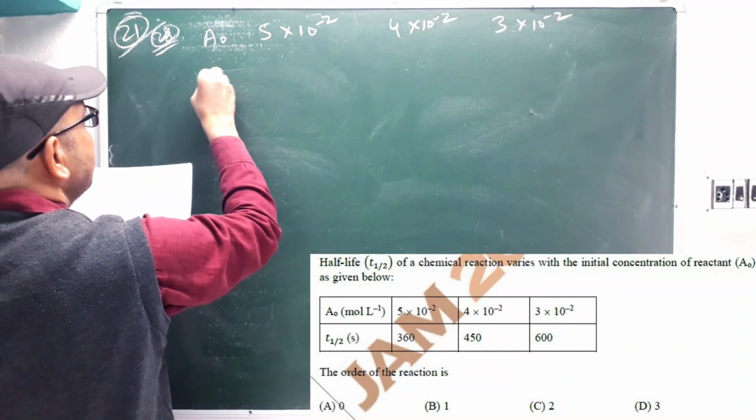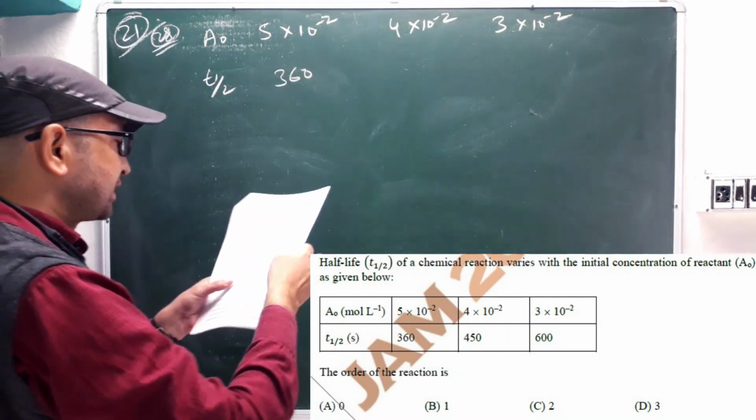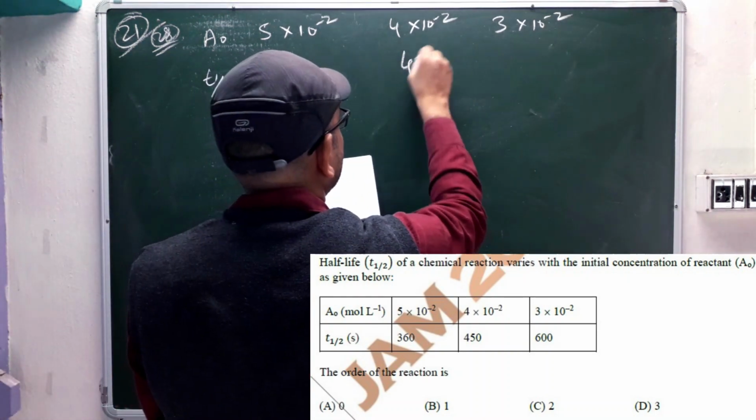Now they have given T half. See, this is a very easy question. With a second you will tell the order of reaction, okay?